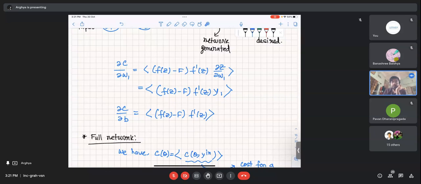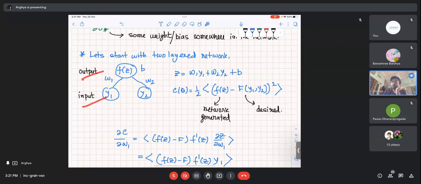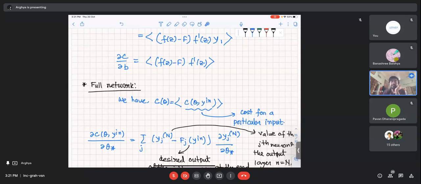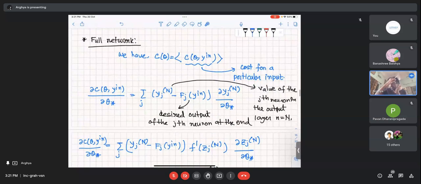Now, so far this is only for a single layer, in the sense that there are no hidden layers. You have only input and output, and nothing inside. Now say you have a network with multiple hidden layers, each layer consisting of multiple neurons and nodes, and how do we proceed with the calculation? To begin with, C theta, the full cost function, is averaged over all samples. You say C theta of y in is the cost for a particular input, so for one input in your training set, this is the cost associated with it. Okay.